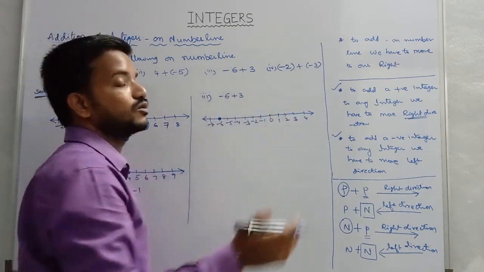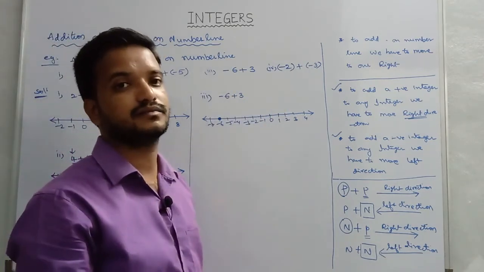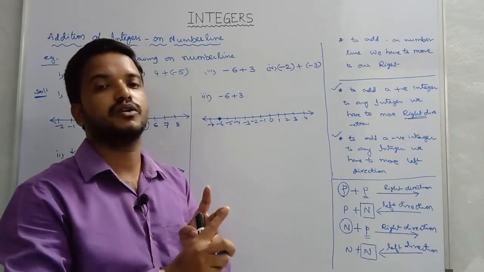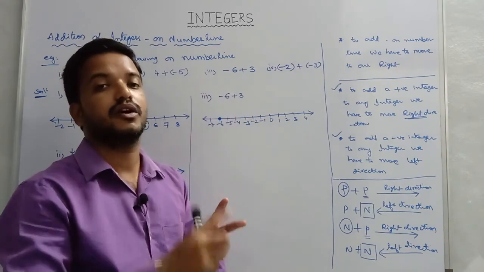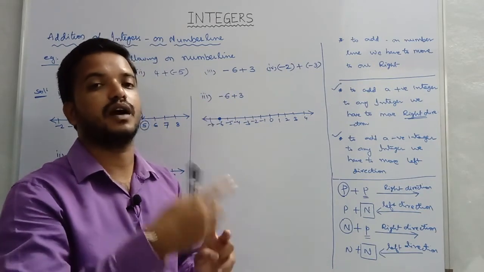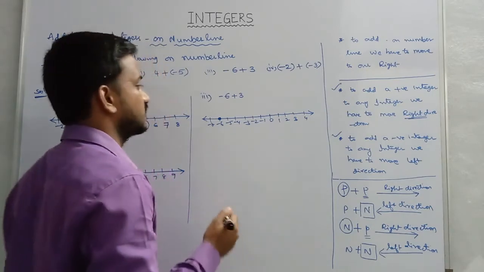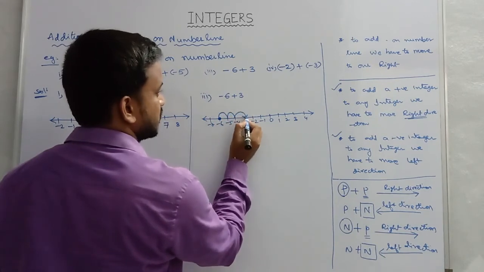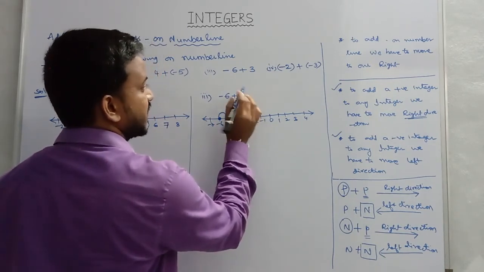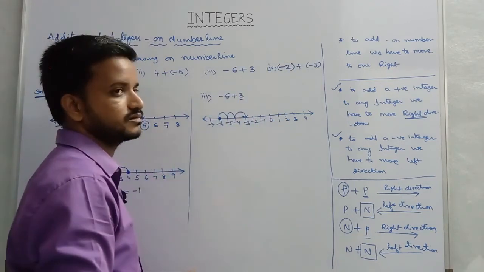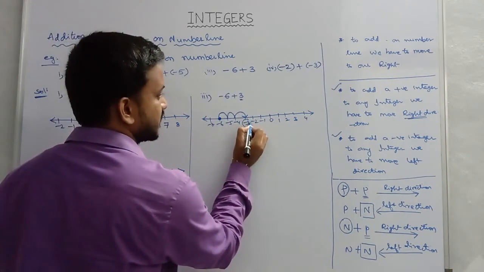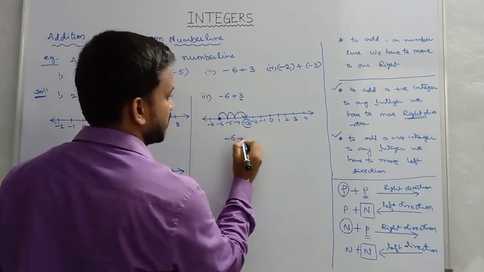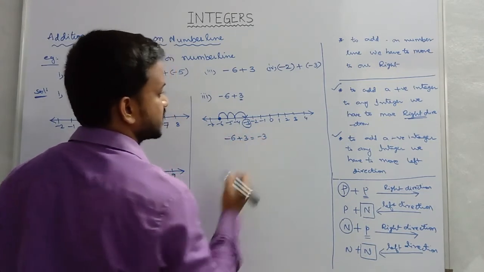So which direction do we have to move? To our right. Just remember two things. When you are adding a positive, we have to move in the right direction. When you are adding a negative, you have to move in the left direction. That's all. So here you have to move right by how many steps? 3 steps. So just remember, every time the second integer indicates the number of steps you have to move. Okay. Now we reached minus 3. So what is the result? Therefore minus 6 plus 3 is equal to minus 3.